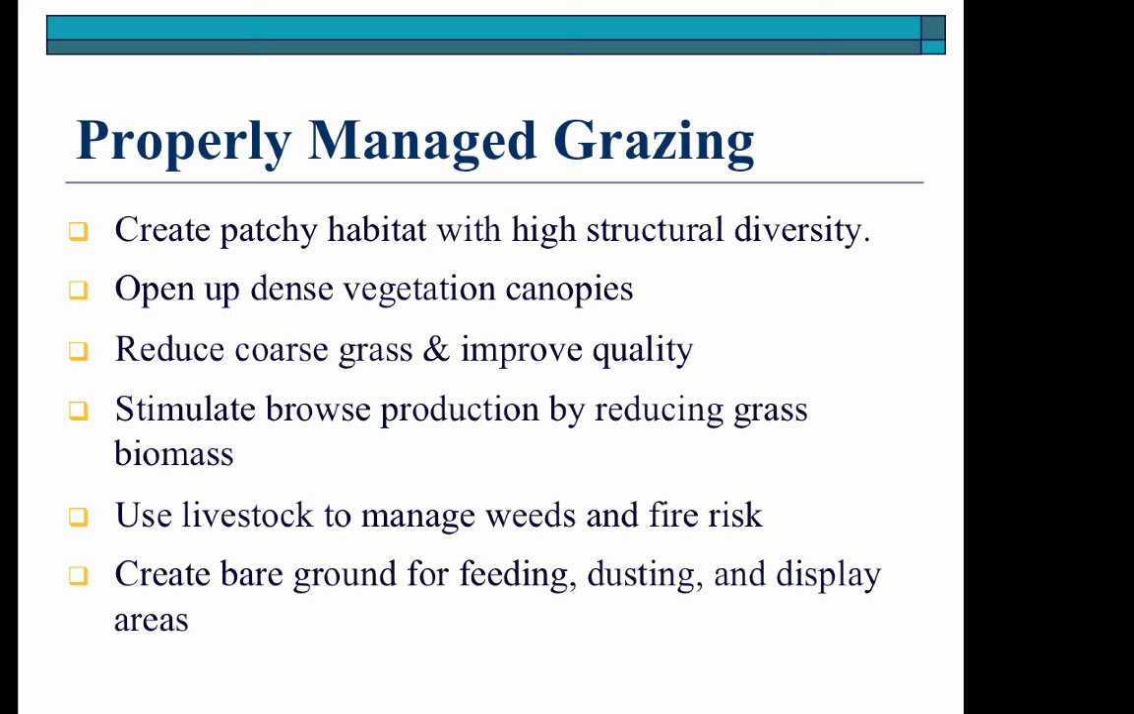Properly managed grazing really comes down to a few key components. When we properly manage, we can create a very patchy habitat. We can also create open, dense mosaic patterns of vegetation that our bird species really like. We can reduce the coarse grasses by simply grazing them off and create greater forage quality for our wildlife species. We can also stimulate the production of browse species by reducing grass biomass.